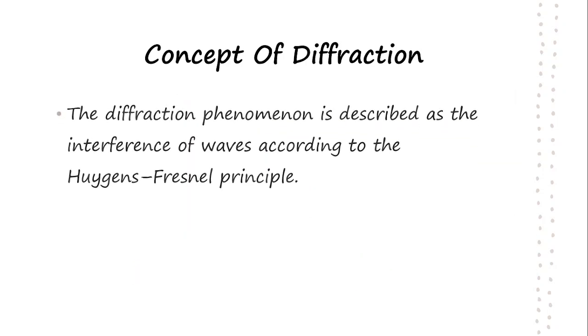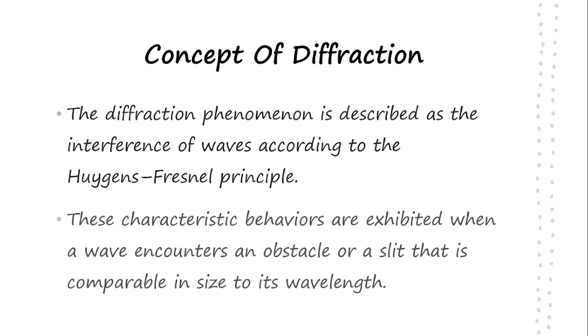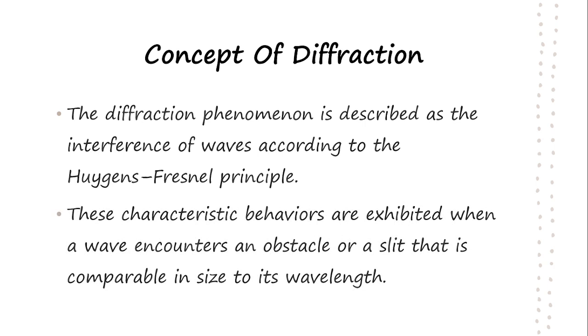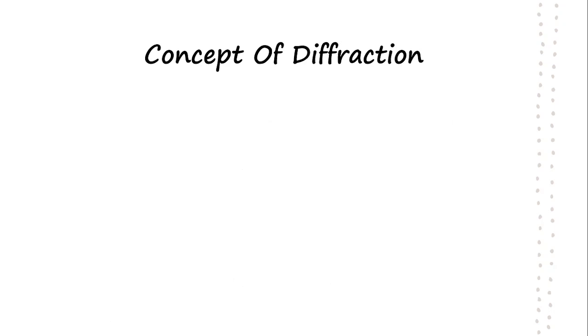The diffraction phenomena is described as the interference of waves according to Huygens-Fresnel's principle. So this diffraction phenomena can be explained by this principle. Now, these characteristic behaviors are exhibited when a wave encounters an obstacle or a slit that is comparable in size to its wavelength. So that's how this behavior can be seen.